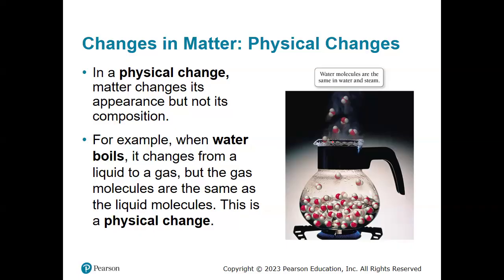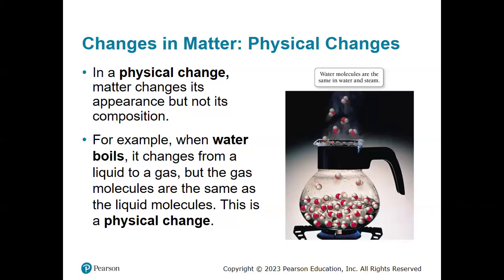So we are seeing an observable change. We're seeing the liquid water turn into water vapor or gaseous water. But what we are not seeing is a change in the composition of the molecules that are there. The molecules in the gas are still water molecules. They still have 2 hydrogens and 1 oxygen. The water molecules in the liquid are still water. They still have 2 hydrogens and 1 oxygen. So from a compositional standpoint, they are identical to each other.